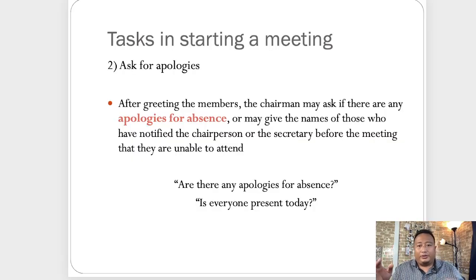All right, you have to follow one by one from the previous one just now, and then the next one you go for asking for apologies, even though you know that all your group members are there. I know your group members are not that big, for example 6, or maybe the biggest number is 6 if I'm not mistaken, but you still have to ask for the apologies for absence. For example, the chairperson will ask like this: are there any apologies for absence, or maybe is everyone present today, and so on.